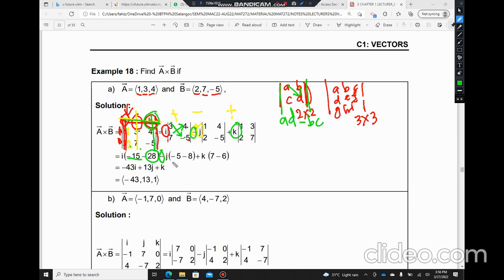Okay, sama juga yang ni. Then you put here minus J, sama juga 1 times negative 5 minus 4 times 2 dapat negative 13, and then last one K, 1 times 7 minus 3 times 2. Okay, so solvekan dalam kurungan ni, dalam bracket. So you get negative 43I plus 13J plus K. So vektor kita boleh tulis dalam dua bentuk ni, sama ada negative 43I plus 13J plus K, ataupun letak dalam bentuk koordinat negative 43, 13, 1. Okay, so that is the answer. So yang ni awak kena buat banyak exercise lah untuk cross product.